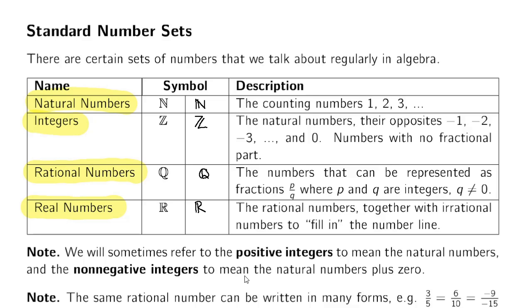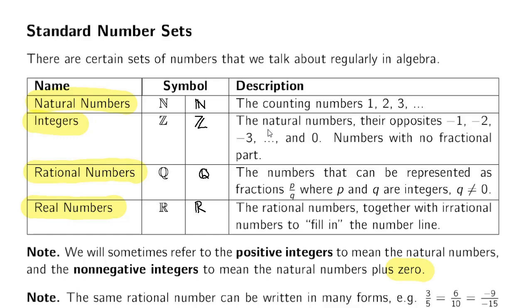When we're talking about the natural numbers, instead of saying the natural numbers, we'll sometimes say the positive integers. We might also refer to the non-negative integers to mean the natural numbers and also 0.